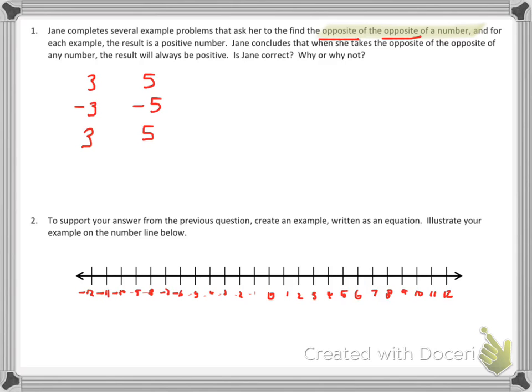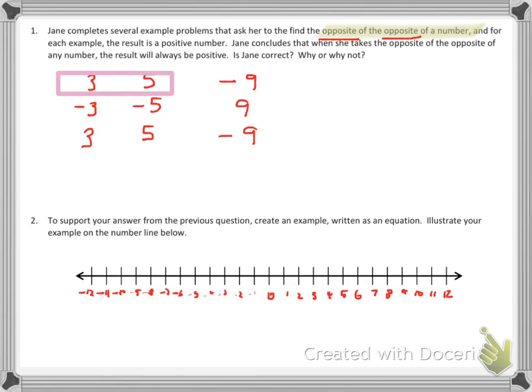But notice we've only started with positive numbers. So let's try a negative number, maybe negative 9. We want to find the opposite of negative 9, that's 9. And then the opposite of the opposite is back to negative 9. So I think you can see that we disproved Jane's theory. If you start with a negative number, the opposite of the opposite is going to turn it back to a negative. We can write this in another way.